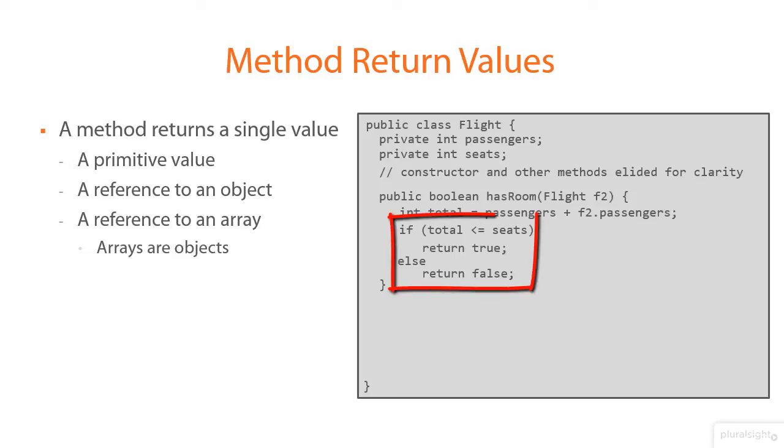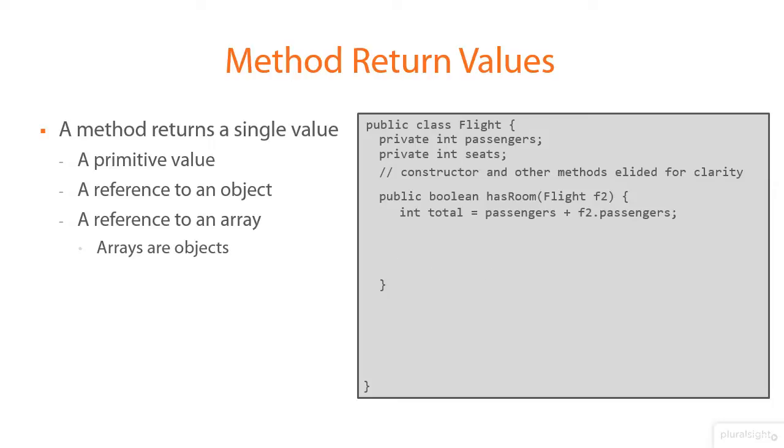Notice the code we're using for our return value here. If total less than or equal to seats resolves to true, we then return true. If total less than or equal to seats resolves to false, we return false. Well, rather than actually have the if then the return, why don't we just use that value directly? So what we can do is replace that if statement by simply saying return total less than or equal to seats. Whatever that resolves to, it will be our return value.